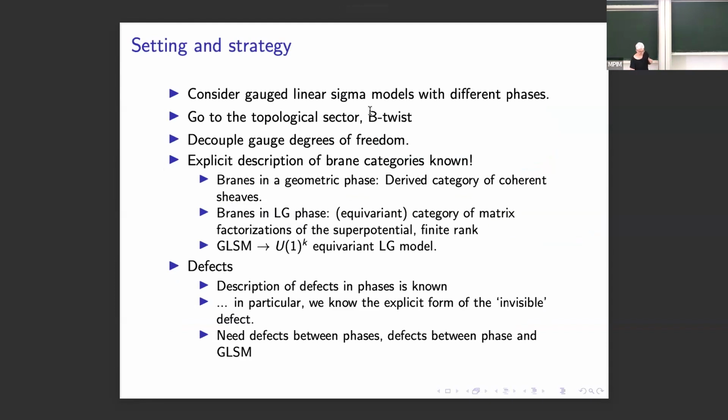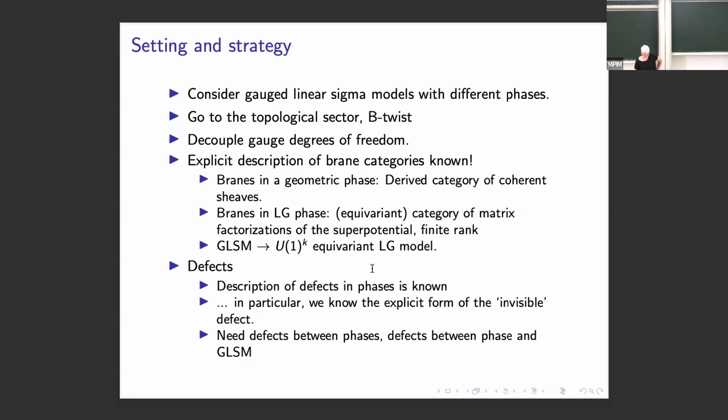Good. So what do we do? Well, we consider this gauge linear sigma model. We do a B-twist, go to the topological sector, in any case, decouple any dynamical gauge degree of freedom, and put us hence in a setting where we have an explicit description of the brane categories. So in the geometric phase, it's this category. In the Landau-Ginzburg phase, it's a category of matrix factorization with some equivariance conditions. I replace the gauge linear sigma model by a U1 to the K equivariant Landau-Ginzburg model and take the branes from there. So then that's good.